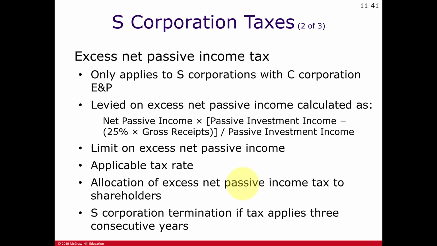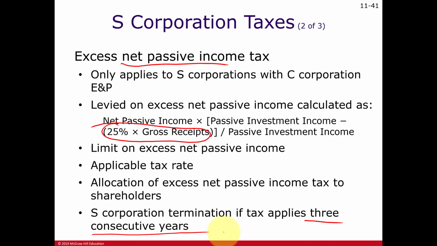We've seen this term, net passive income, and if you had too much of it, too much meaning the net passive income is more than 25% of your gross income for the whole corporation, and that lasted for 3 years, that could cancel your S election. But also, it may cause the S corporation to pay an income tax.